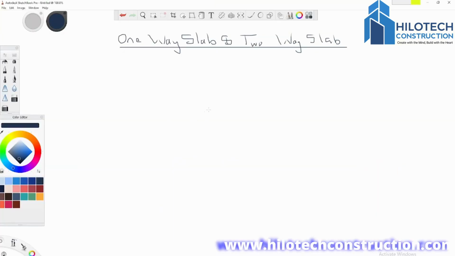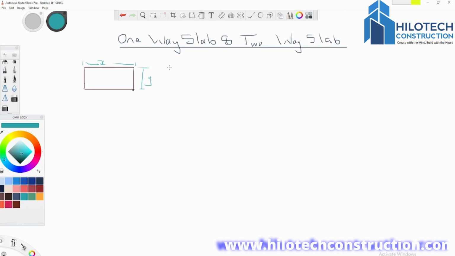Hello everyone. Today we are going to be looking at the difference between a one-way slab and a two-way slab. Let's say you have a slab, or what we commonly call a floor, like this. Let's say this side from here to here we call X, and from here right up to here we call Y.